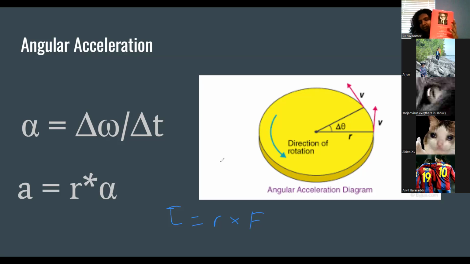So if I want to apply a torque, I want to cause an angular acceleration for this. Let's say it's at rest and I want it to start moving. If I apply a force this way, is it going to do anything? If I push into the door, is the door going to move?